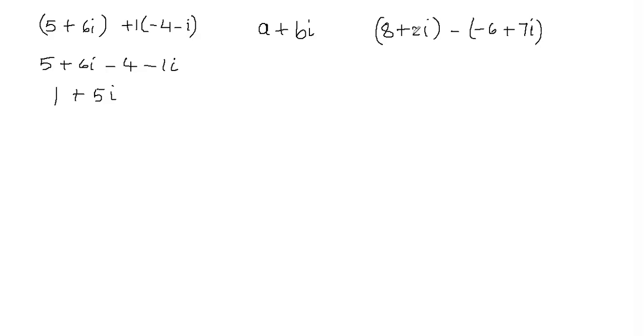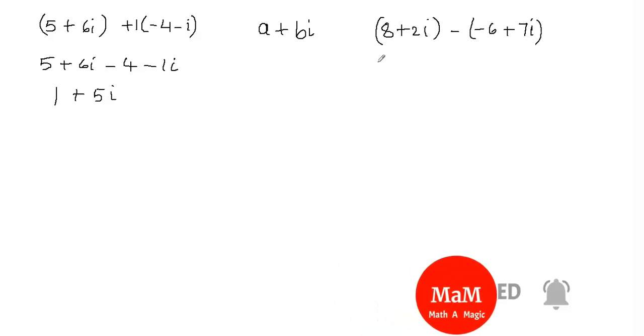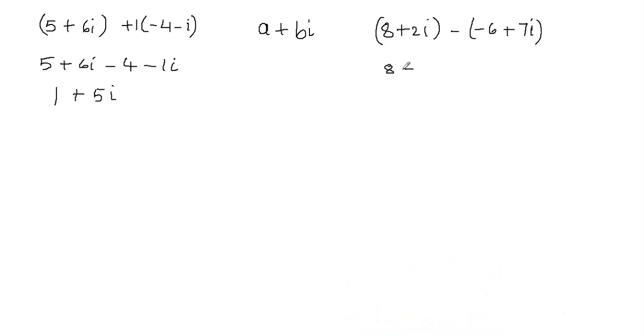Now let's take a look at this example. In this example, we're subtracting complex numbers. So again, we're going to first get rid of the parentheses. So I'll write this as it is, 8 plus 2i. And since we don't have anything outside the parentheses, we're going to assume there's a hidden 1 over there. And now we're going to distribute this negative 1 inside the parentheses. So negative 1 times negative 6 will be positive 6. And negative 1 times positive 7i will be negative 7i.